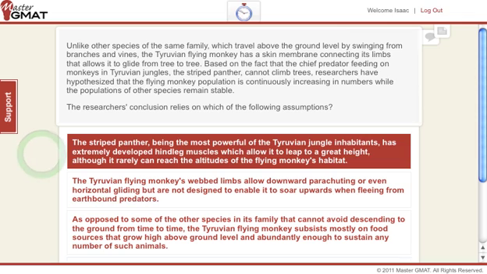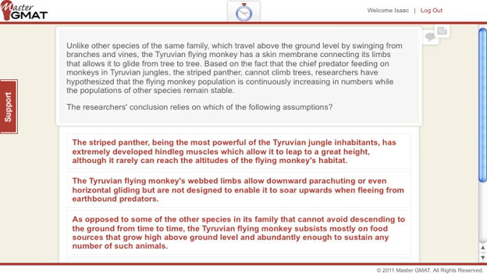Let's look at A. In A, it basically talked about the striped panther and the striped panther's anatomy. However, we need a conclusion based on the premises, and the researchers didn't actually have to assume anything specific about the panther's biology. So while this answer choice provides new information about the striped panther's hind leg muscles, which might explain why the panther reaches other monkey species, but not the Tyruvian flying monkey species, the developed hind leg muscles aren't really a necessary assumption. It doesn't really give us anything over here.